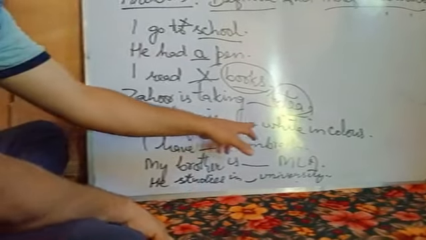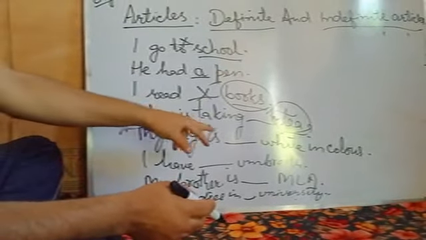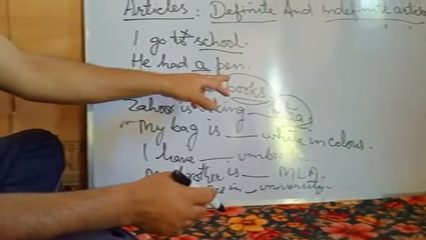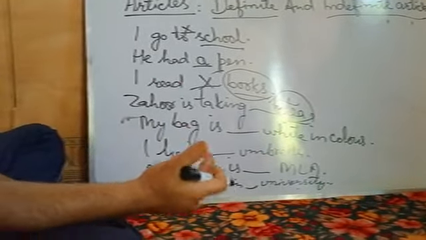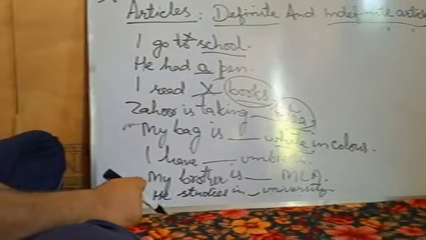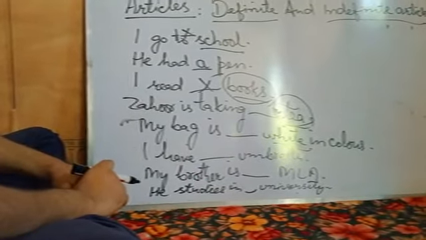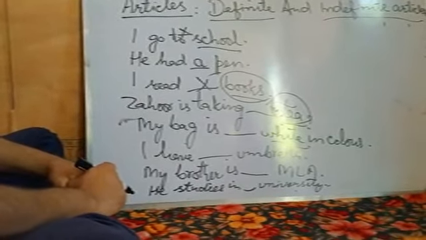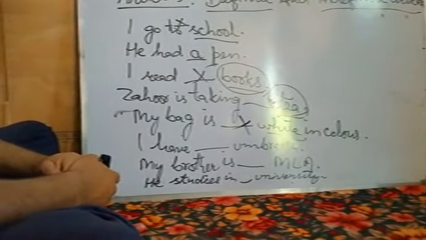My bag is dash white in color. We always use an article before an object, but white is an adjective. We cannot use the indefinite article here. My bag is white in color. So here we need not put an article, zero article directly.